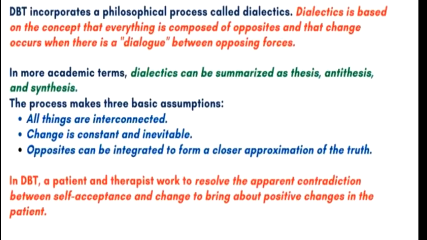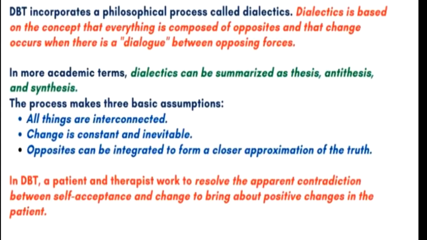In more academic terms, dialectic can be summarized as thesis, antithesis, and synthesis. The process makes three basic assumptions. What are these three basic assumptions? All things are interconnected. Change is constant and inevitable. Opposites can be integrated to form a closer approximation of the truth. So when we are treating a patient with DBT, the patient and therapist work to resolve the apparent contradiction between self-acceptance and change to bring about more positive changes in the patient.